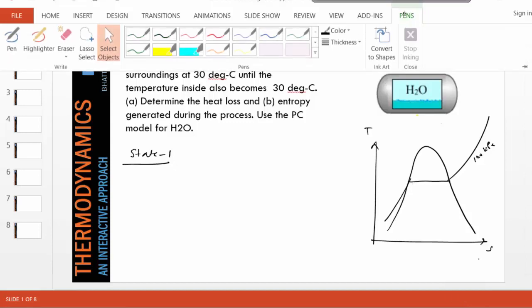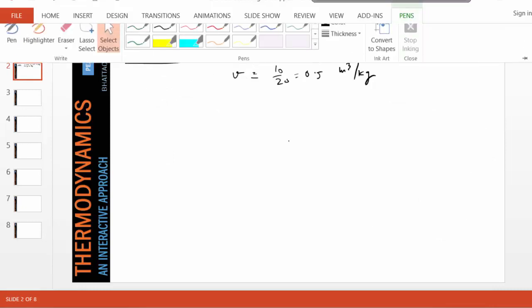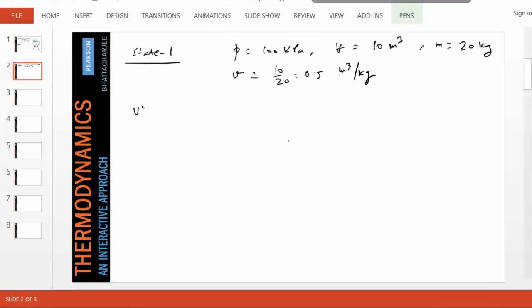We have done this in chapter 3. If you forgot, we have to immediately find Vf and Vg. If V is in between, then it's a mixture. If V is more than Vg, it's a superheated vapor. And if V is less than Vf, then it will be subcooled liquid. So Vf and Vg, how do you go about finding that? Vf at 100 kPa and Vg at 100 kPa.